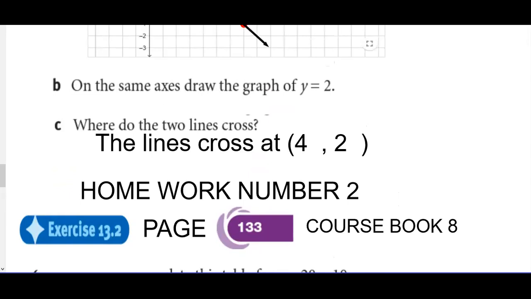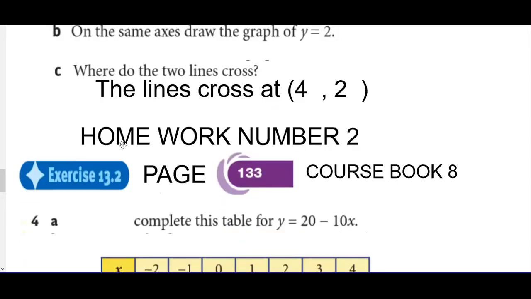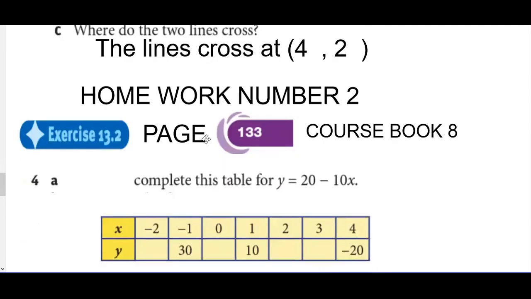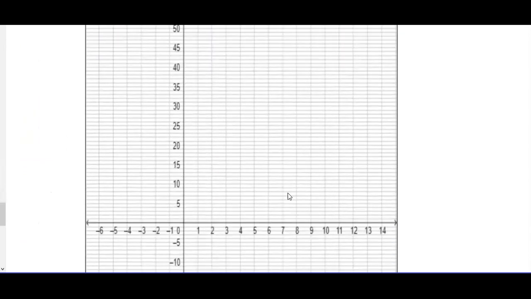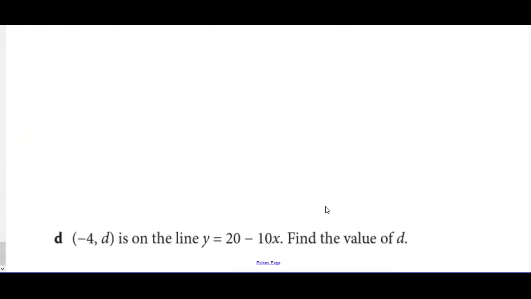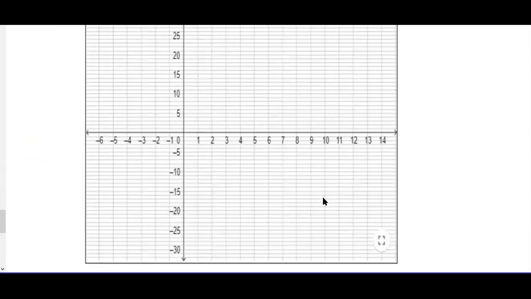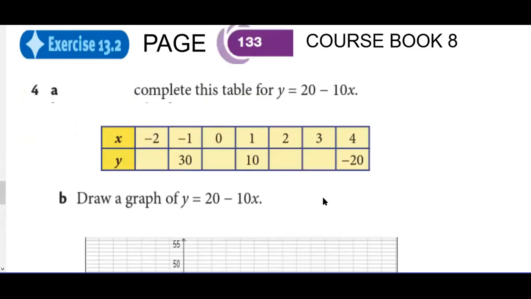So this is your homework number 1. As you can see, I'm on homework number 2. And there we go. Let us see this homework if it needs a lot of time. Okay. All right. Should I continue with this, complete this table?